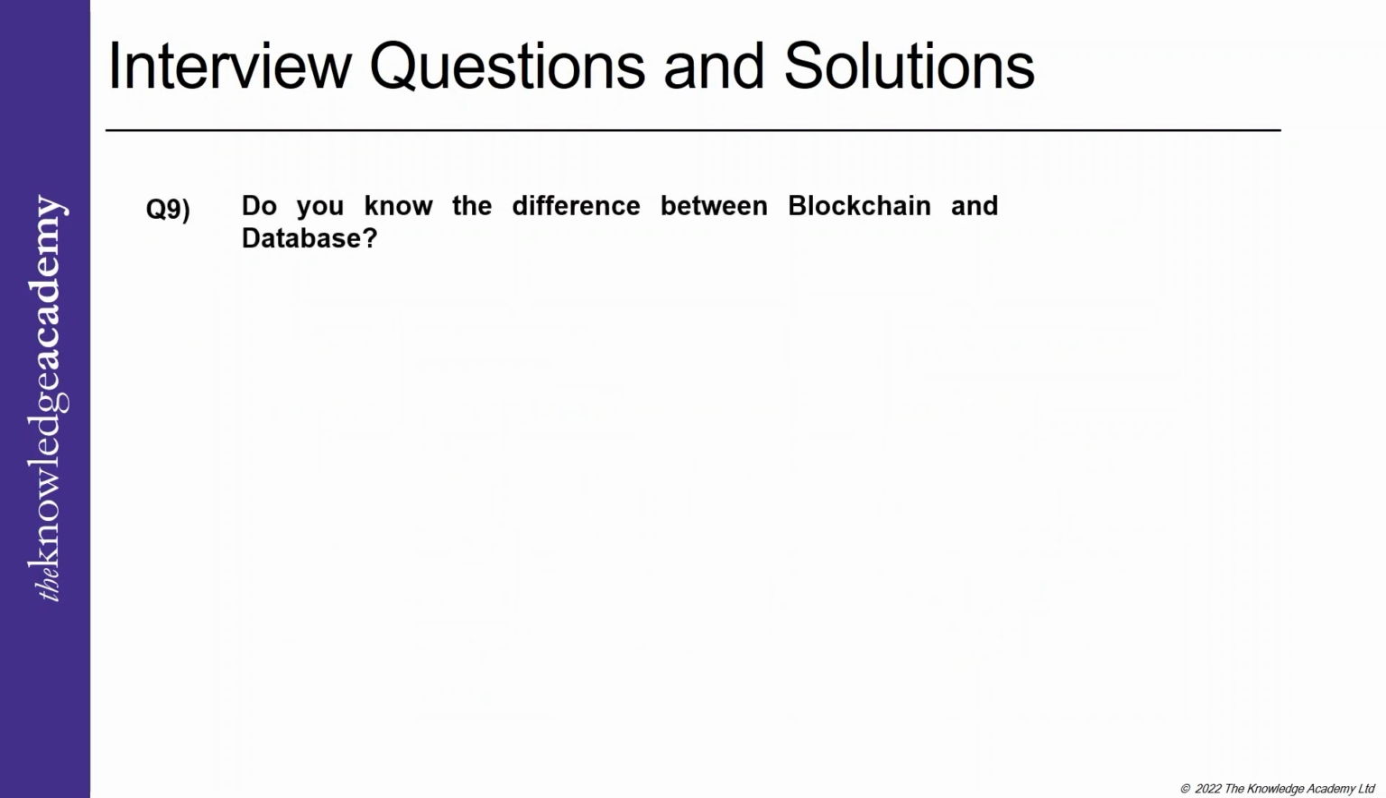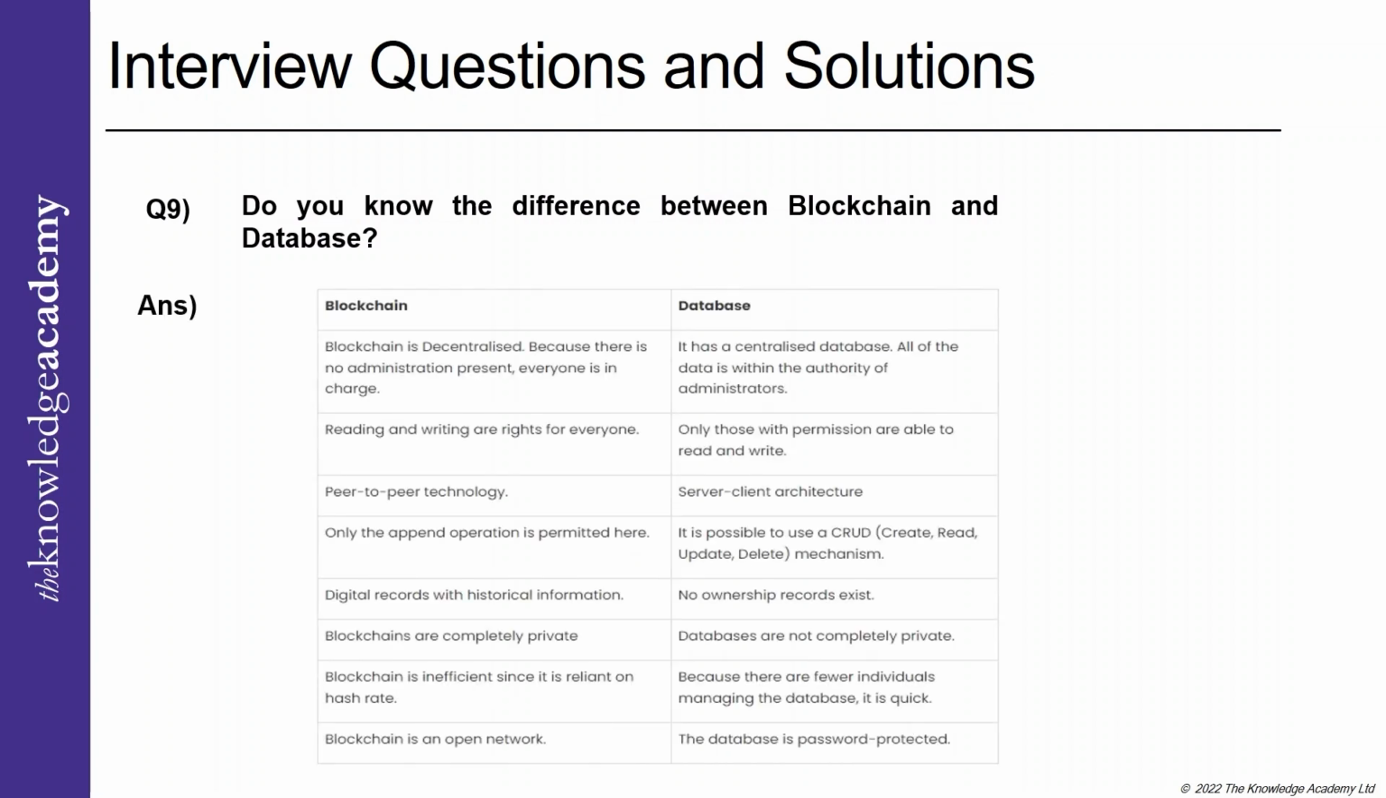Question 9. Do you know the difference between the blockchain and database? Answer. Blockchain is decentralized because there is no administration present, everyone is in charge. Whereas the database is a centralized database, all of the data within the authority of the administrator. In blockchain, the reading and writing rights are for everyone, whereas in the database, only those with permission are able to read and write. Blockchain is a peer-to-peer technology, whereas the database is a server-client architecture. And so goes the differences between blockchain and databases, which you can see in the given table below.